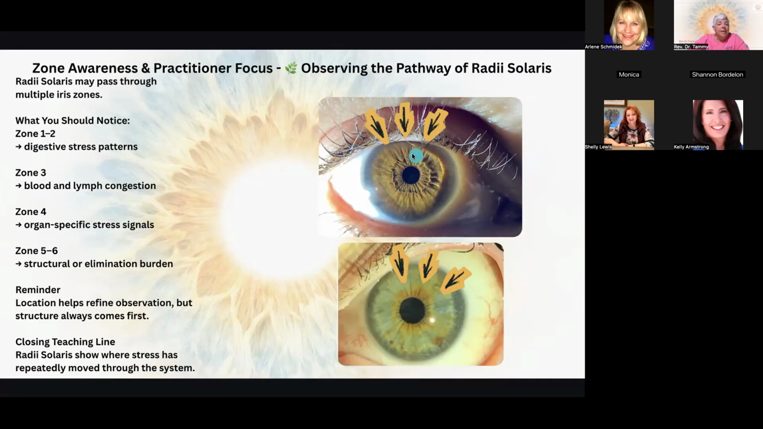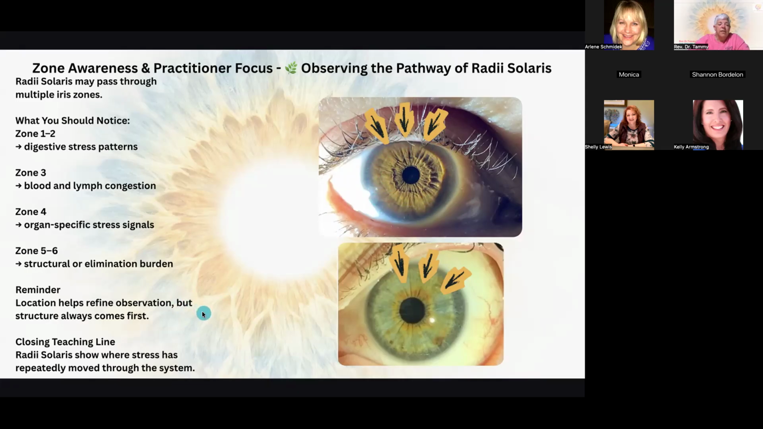Zone 3 is blood and lymph. So we've got some in the blood. When I say brown eyes, you're not going to see the lymphatic rosary, but you will see this zone got these lines and these lacunas starting. That's lymphatic struggles. So is it organ-specific stress signals in zone 4? So once we get out here, now we're talking about different organs that are being affected. Zone 5 and 6 is structural. So your musculoskeletal system is out this way. And now we're getting into the lymphatic and the skin area.